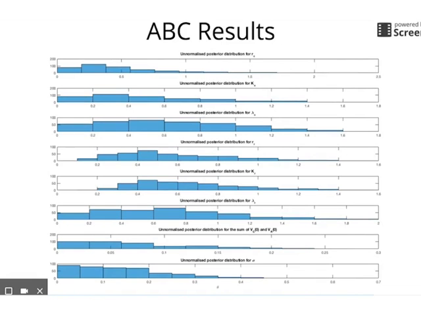Approximate Bayesian computation, or ABC, is a method that allows us to find a distribution of probable parameters instead of the point estimates that you can get from maximum likelihood. These distributions of probable parameters are the unnormalized posterior distributions, which are the numerators of Bayes' theorem. But how did we get them?